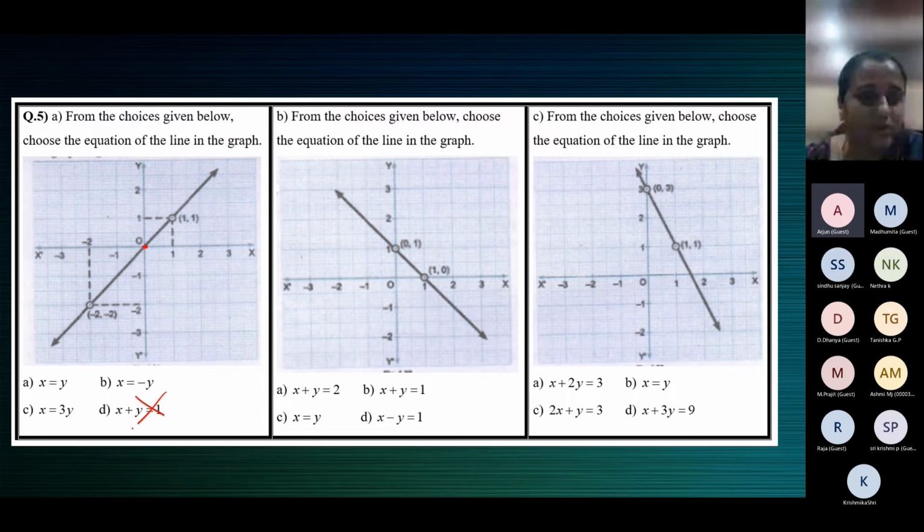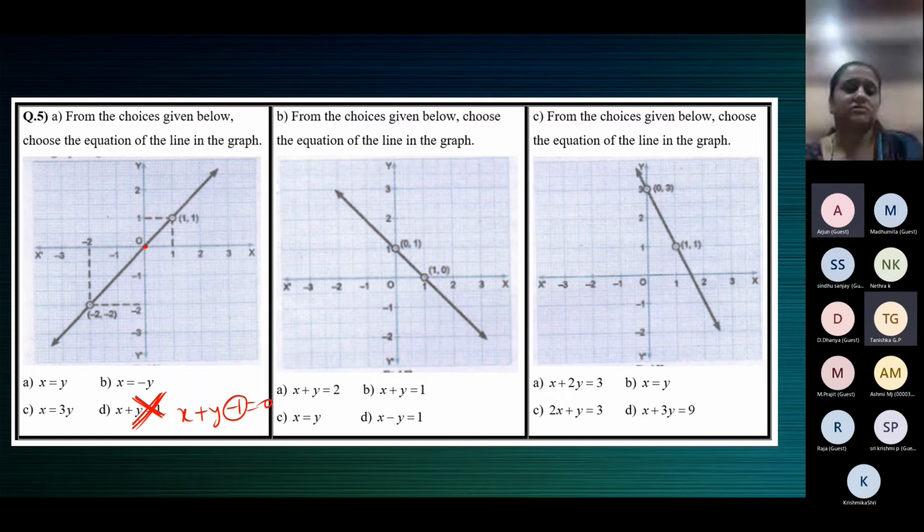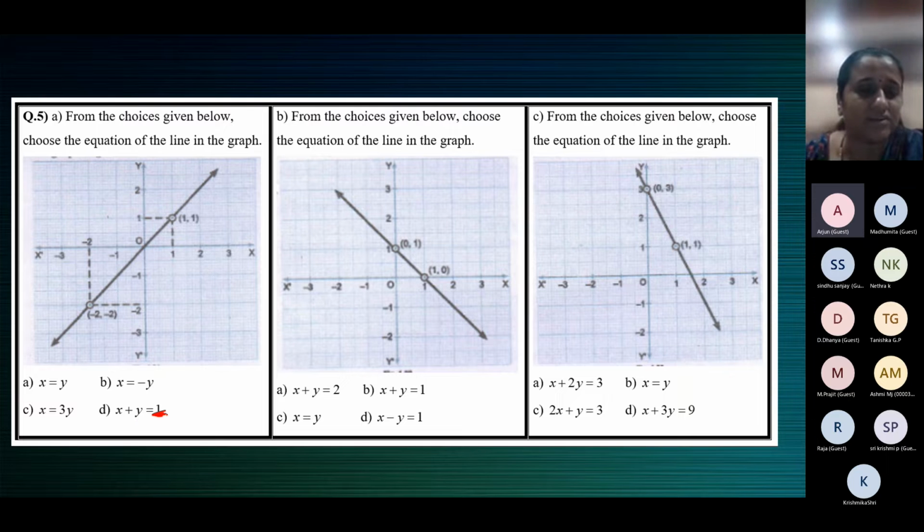So this cannot be the answer, because c is minus 1: x plus y minus 1 is equal to 0. Correct? c is not 0, so this cannot be the option. Yes or no, children? Yes, ma'am. Because you can see the graph line passes through the origin, and if it passes through the origin, the value of c is 0. But in the fourth option there is a constant. When you bring it to the left side, the value of c is minus 1. c is not 0. So D cannot be the correct answer.